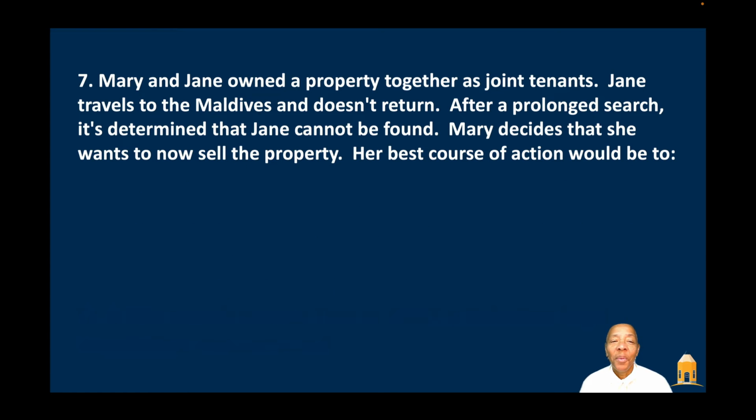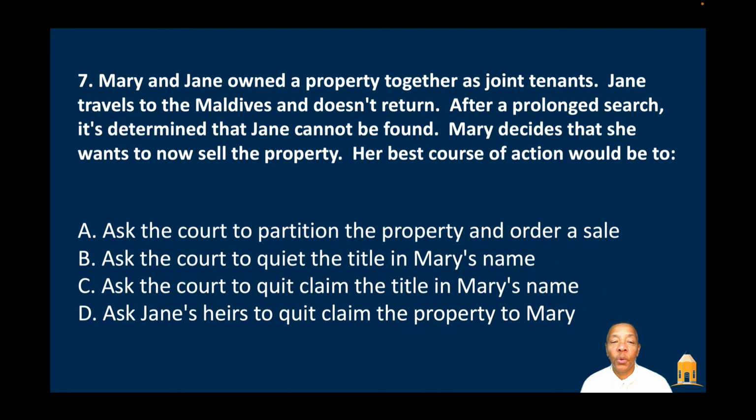Number 7, Mary and Jane own property together as joint tenants. Jane travels to the Maldives and doesn't return. After a prolonged search, it's determined that Jane cannot be found. Mary decides that she wants to now sell the property. Her best course of action would be to ask the court to partition the property and order a sale. Ask the court to quiet title in Mary's name. Ask Jane's heirs to quitclaim the property to Mary. Which one do you think this one is?